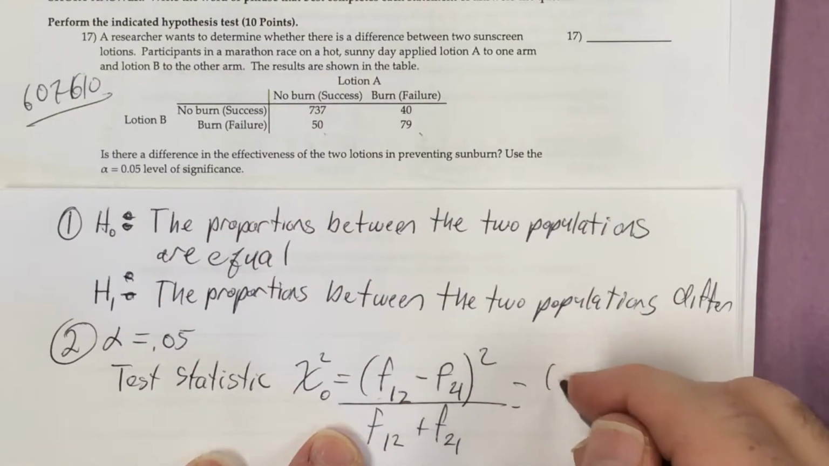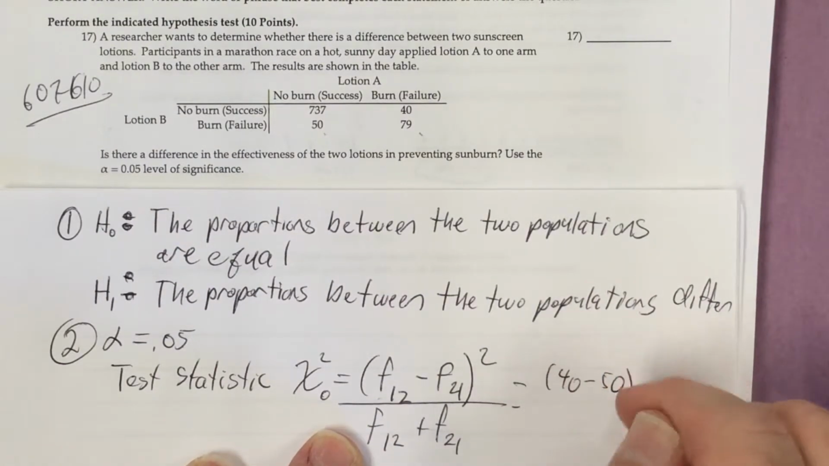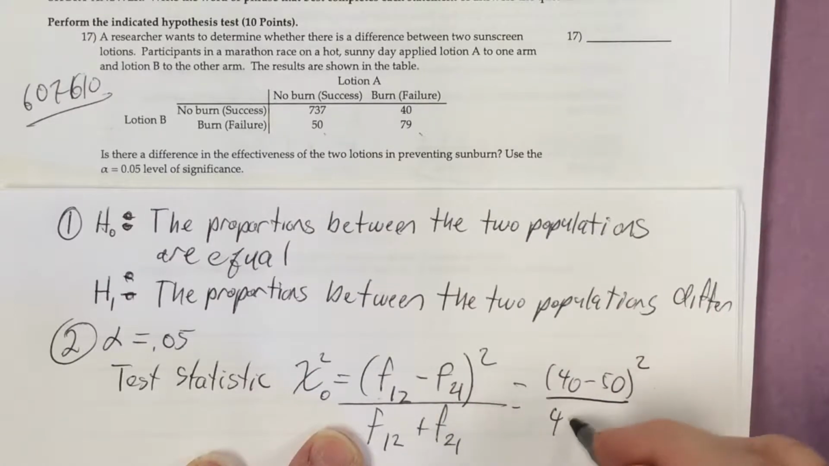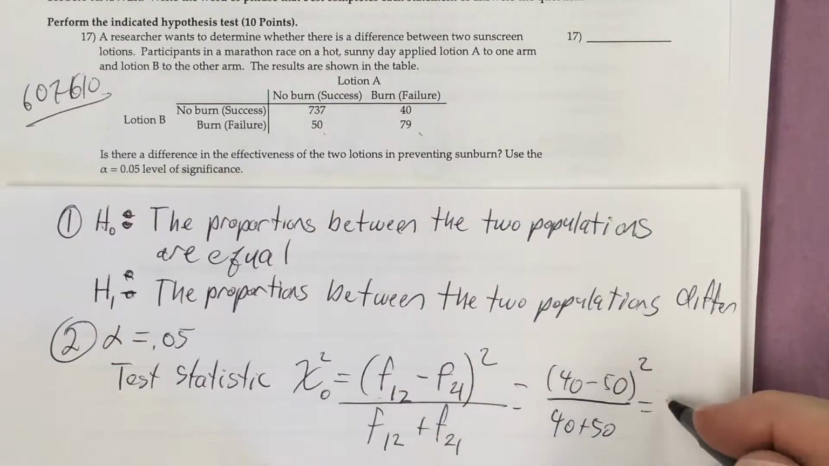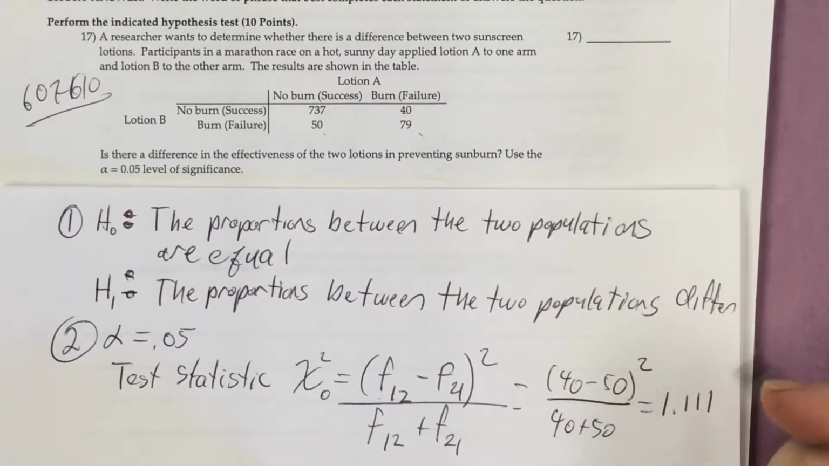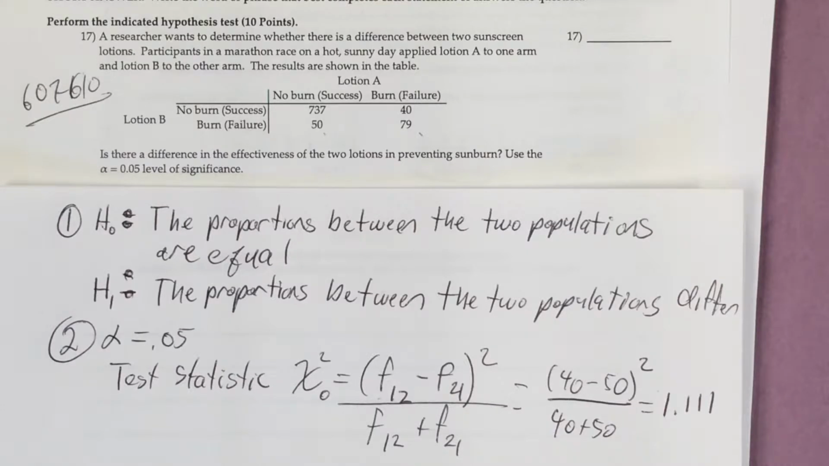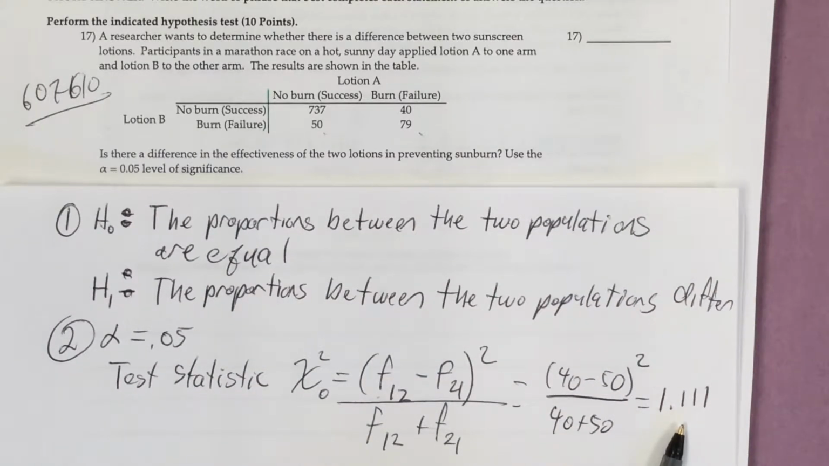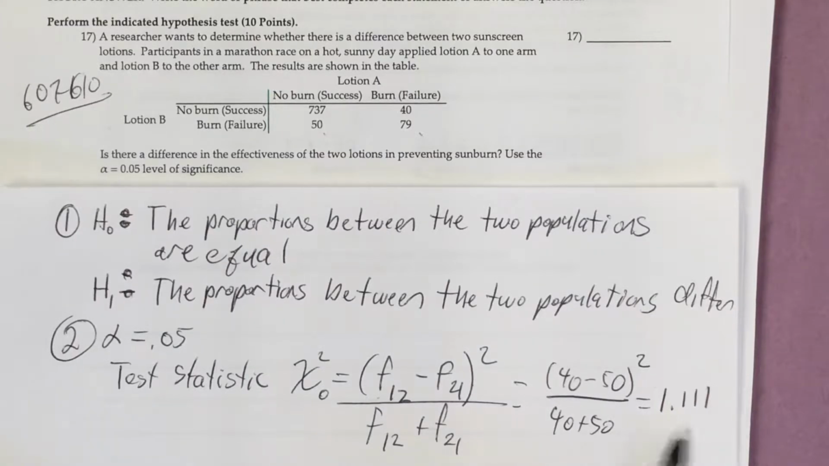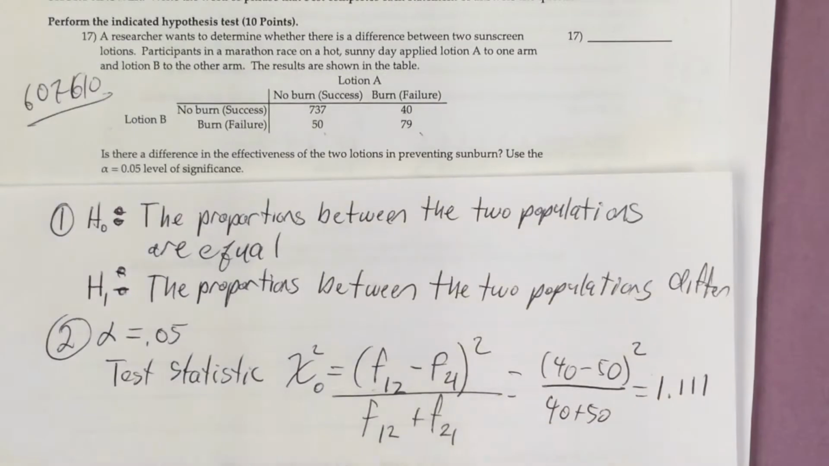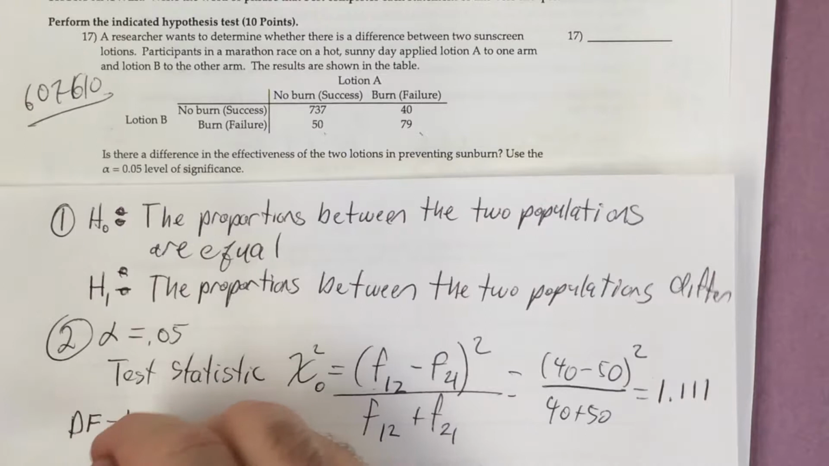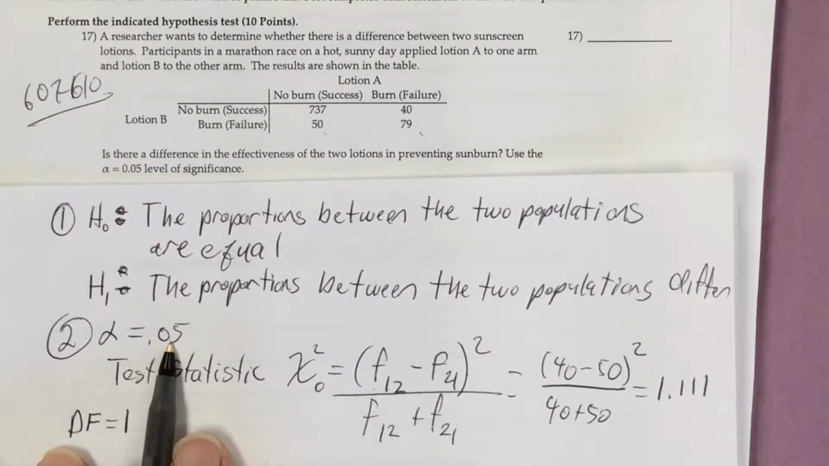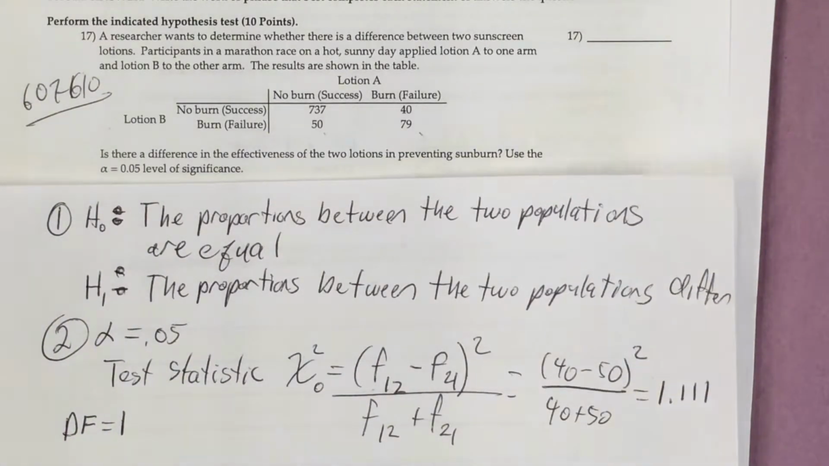So this is going to work out to be the quantity of 40 minus 50 squared divided by 40 plus 50. And if you put that on your calculator, that's going to yield a value of 1.111. We want to make the comparison of that to the degrees of freedom. The degrees of freedom in this situation is always going to equal 1, and the level of significance is going to be 0.05.